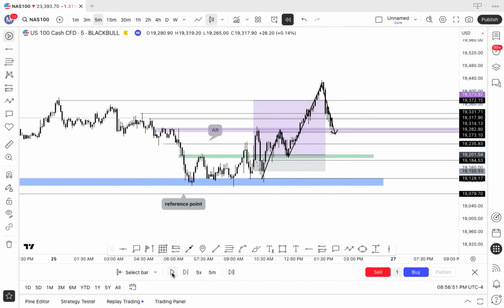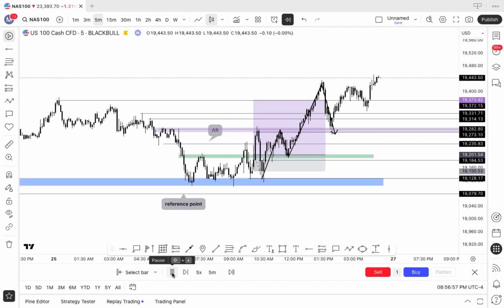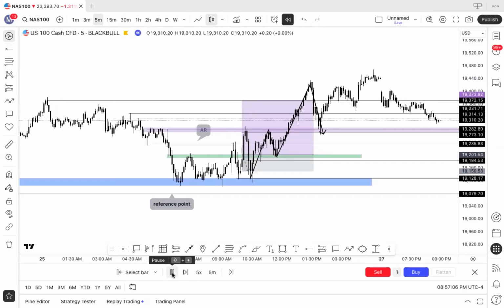And this is what I mean, guys. Everything can be backed by structure. Structure always wins. It always wins. I don't care what strategy you use, it has to be backed by market structure. It has to, because this is the foundation of how the market moves.